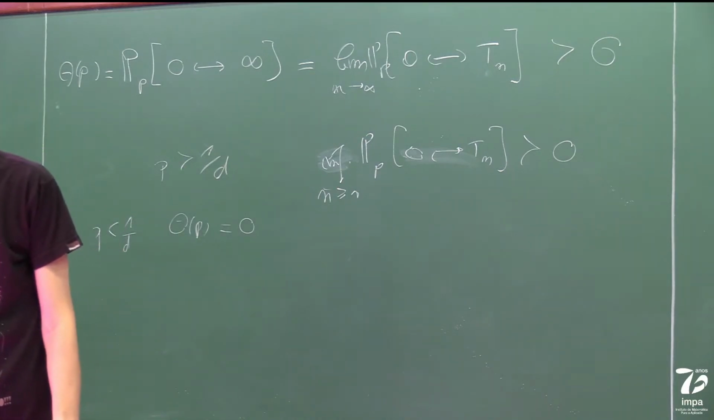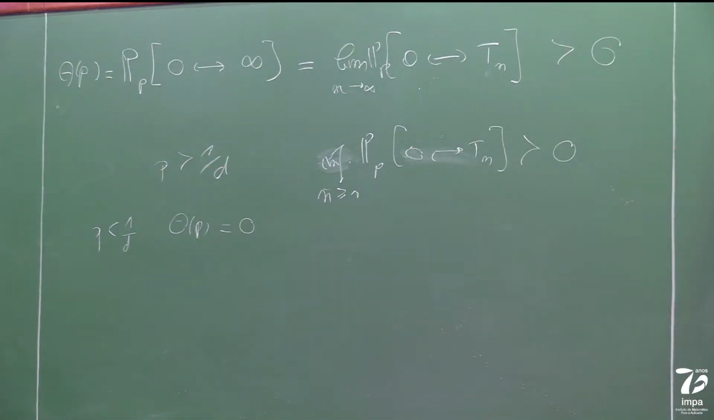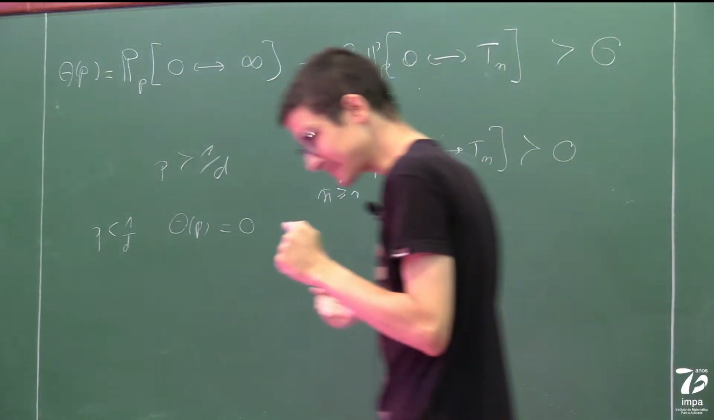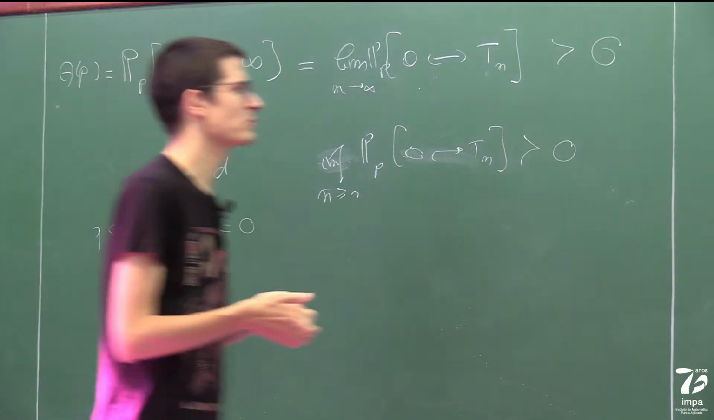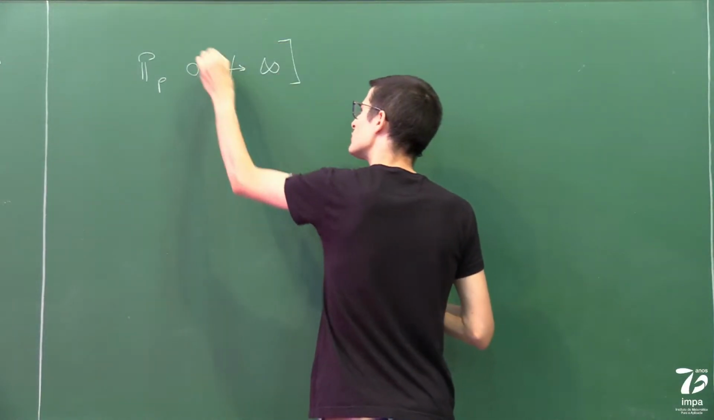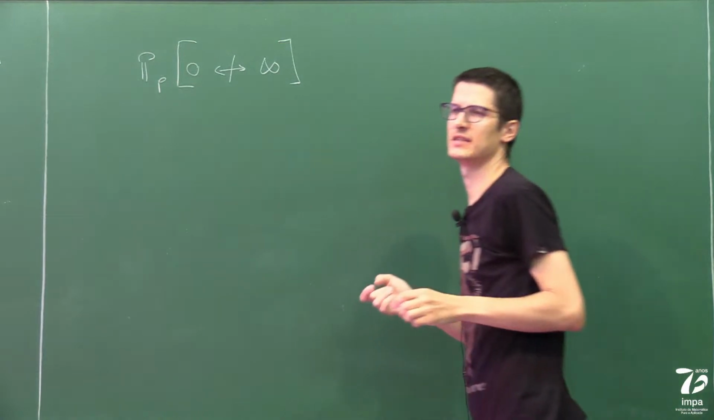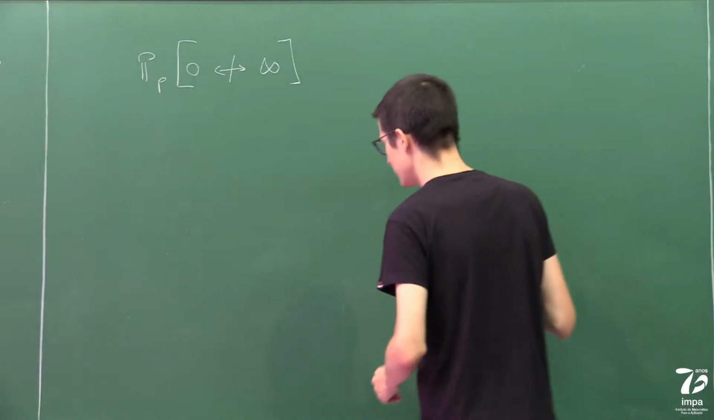Okay, so at first, what I want to find is basically to show that theta P is a solution of a recursive equation. And for this, I'm going to proceed as follows. It will be more convenient to compute the probability that 0 is not connected to infinity.